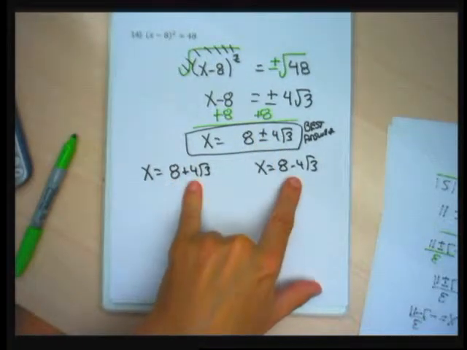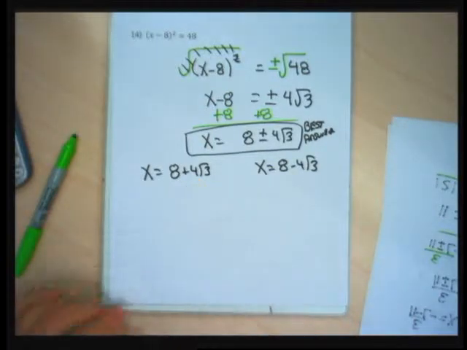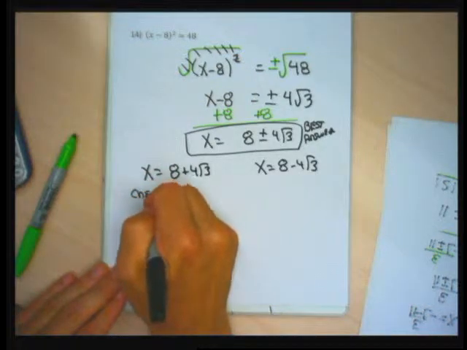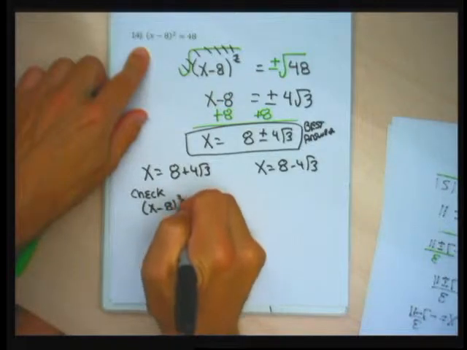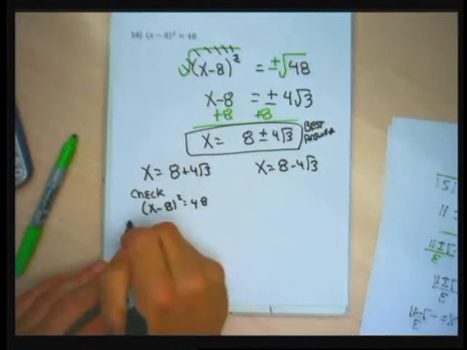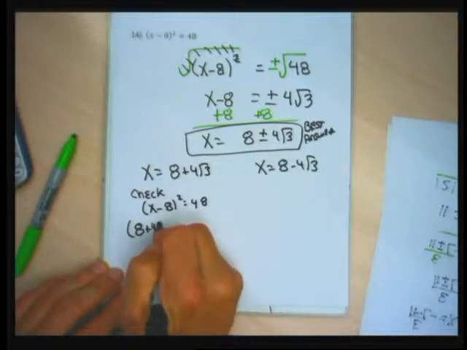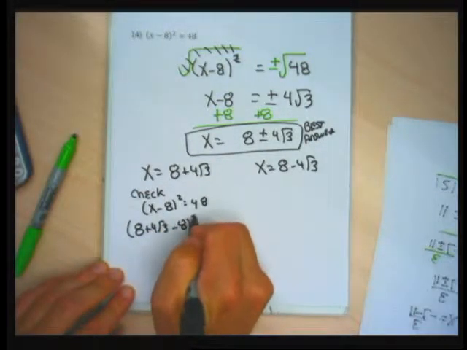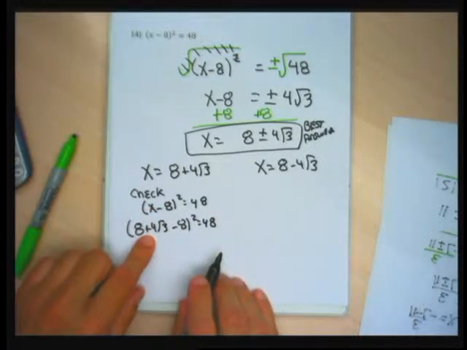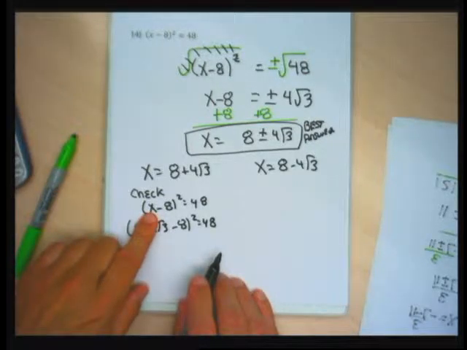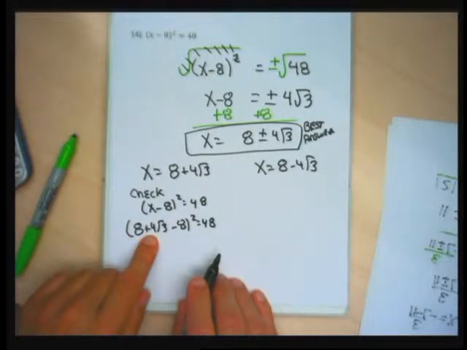But if you wrote the answers separately, that's okay. For checking, I have to understand both answers separately anyways. So for checking, I'm going to check that solution first. The original problem is x minus 8 squared equal to 48. So I'm going to see if 8 plus 4 square root of 3 minus 8 squared equals 48. Notice I didn't put the 8 plus 4 square root of 3 in parentheses. It wouldn't be wrong to have it in parentheses, but because the x doesn't have a multiplication or an exponent associated with it, you don't have to put it in parentheses.